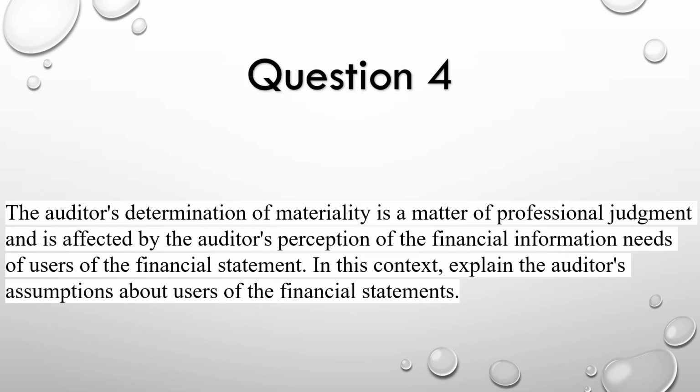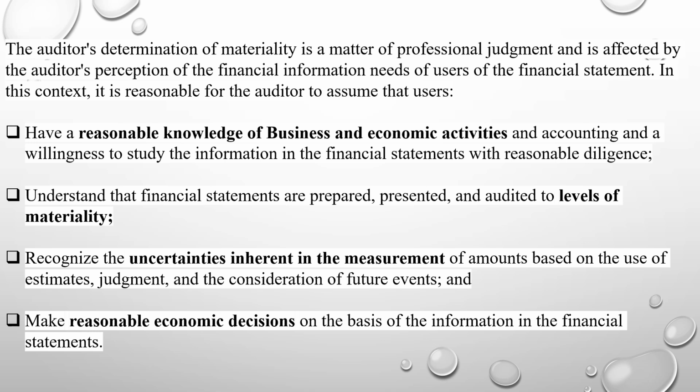Question number 4: The auditor's determination of materiality is a matter of professional judgment and is affected by the auditor's perception of the financial information needs of users of the financial statements. In this context, explain the auditor's assumptions about users of the financial statements. In this context, it is reasonable for the auditor to assume that users first have a reasonable knowledge of business and economic activities and accounting and a willingness to study the information in the financial statements with reasonable diligence.